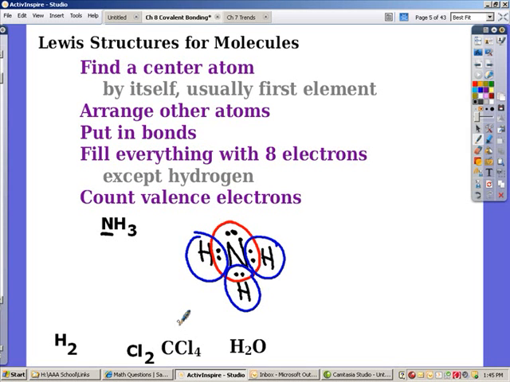Finally, let's count the valence electrons. The nitrogen brought 5 electrons to this compound, and each hydrogen brought 1 more. Grand total of 8 electrons. So in my picture, I need to have 8 electrons. 2, 4, 6, 8. Good to go.